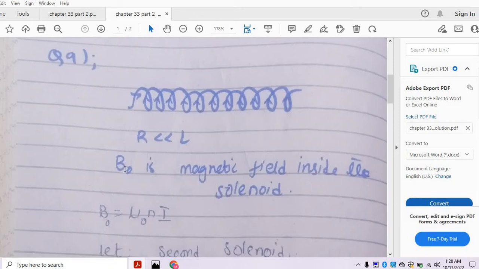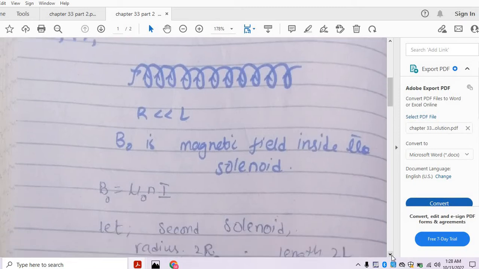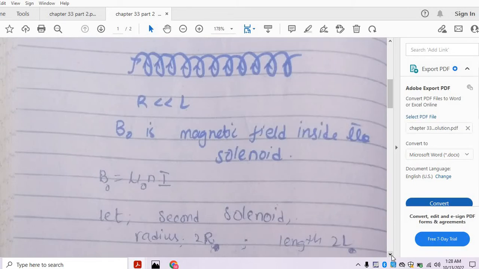For this question, we have a solenoid whose radius is very much less than the length of the solenoid, and B0 is the magnetic field inside the solenoid. Such a solenoid is considered an ideal solenoid. We have the magnetic field as mu0 n i, where mu0 is the permeability of free space, n is the number of turns per unit length, and i is the current.